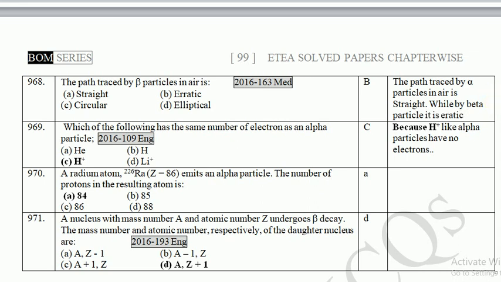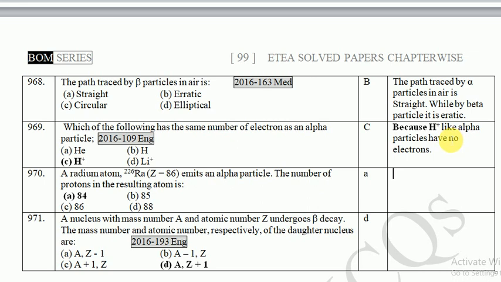And next is: which one of the following has the same number of electrons as an alpha particle? This question is repeated. It is helium plus, because an alpha particle has no electrons. There is no need to write any other option or give any more explanation.